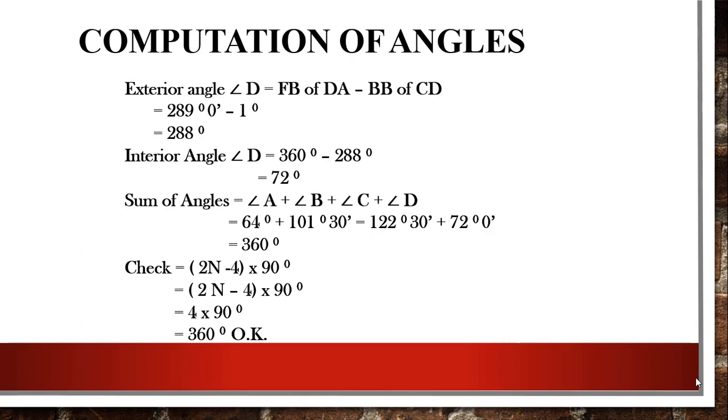So the angle D is equal to FB of DA minus BB of CD. So FB of DA is 289 degrees 0 minutes and back bearing of CD is 1 degree. So the exterior angle of D is obtained as 288 degrees. Okay. So for obtaining the interior angle, you have to deduct this value from 360 degrees, and you will get the interior angle D as 72 degrees.